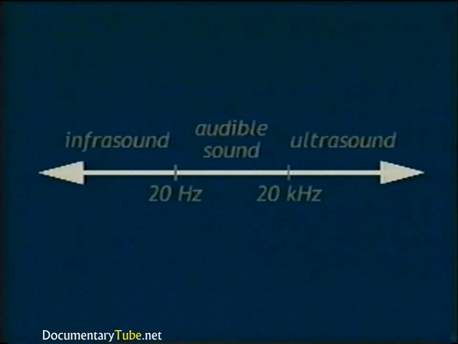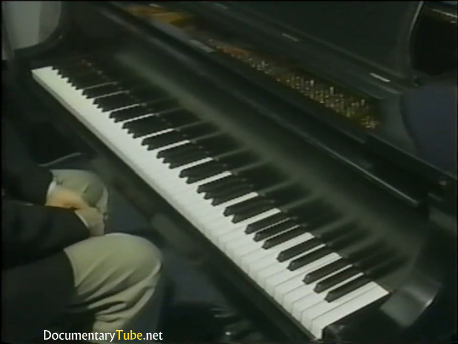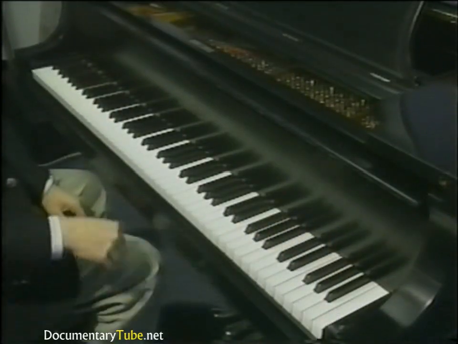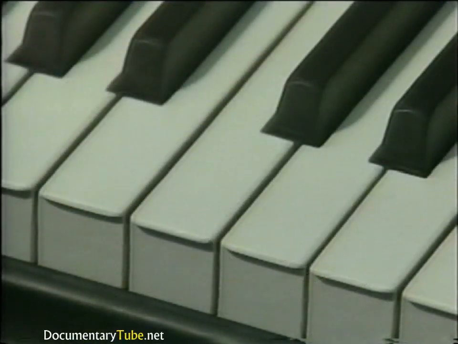In order to connect frequencies with sounds we recognize, let us first listen to the piano. A piano covers a frequency range of 55 to 8,360 Hertz. A middle C is at 262 Hertz.